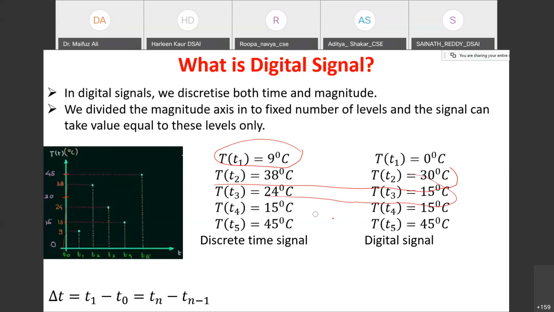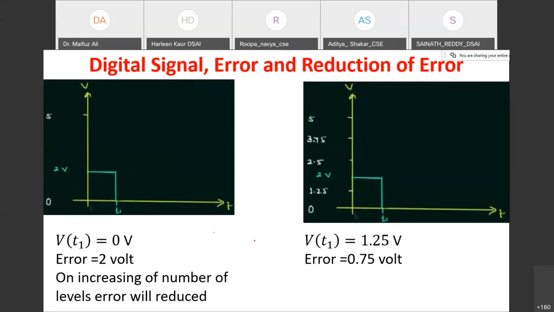So a digital signal is discretized in both temperature and time. A discrete time signal has only time discretized, and an analog signal has both continuous. This is the difference between the digital signal, the time discretized signal and the analog signal.